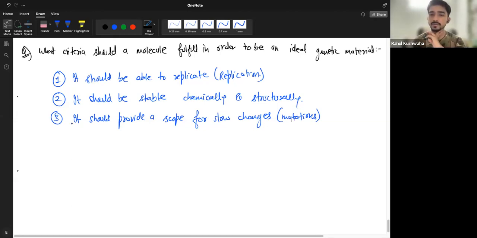This is important for evolution to happen. And the fourth criterion that a genetic material should have is that it should follow Mendelian rules. If it is a genetic material, whatever Mendel has discovered, it should follow that rule. So write down, it should be able to express itself.